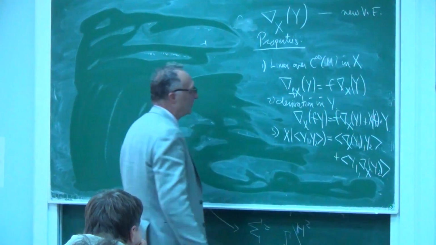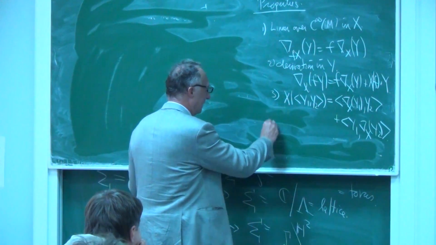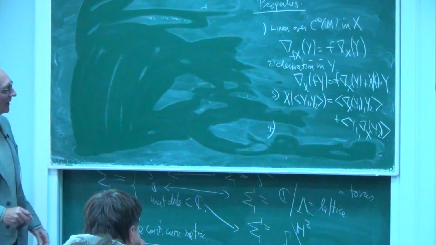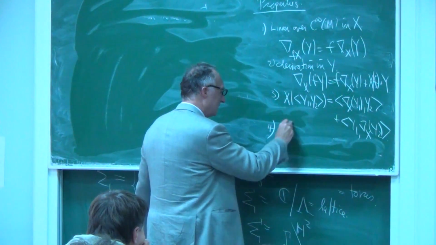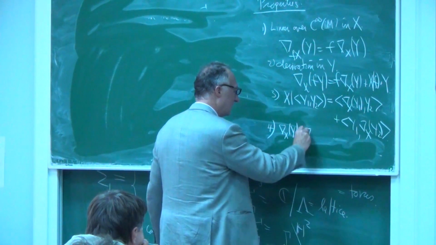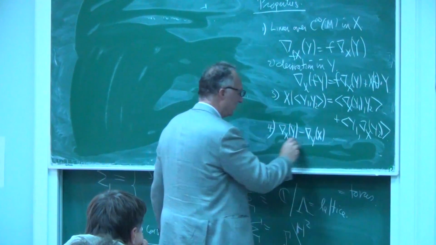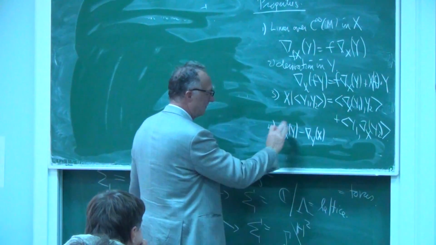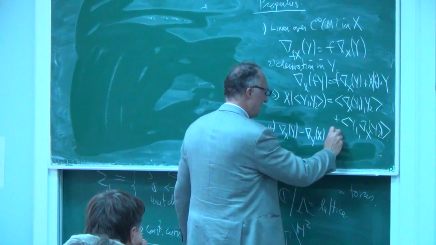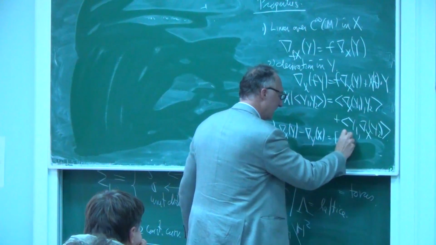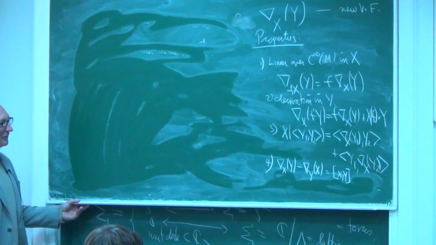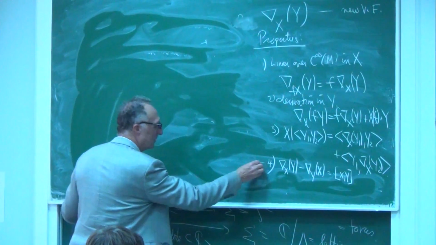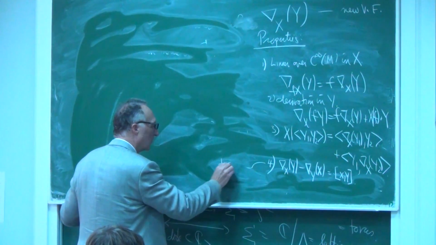Okay. And the last property, which is a very mysterious one. I'm not a geometer, so I don't really understand this property. But it's the torsion-free condition. It's a symmetry condition between interchanging the position of the two variables. It's the bracket of x and y. So this is a so-called Levi-Civita or torsion-free condition.